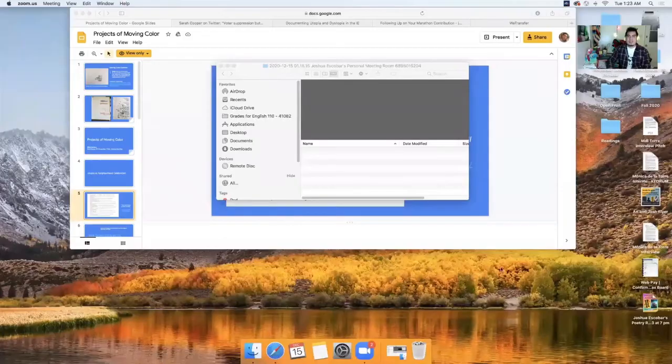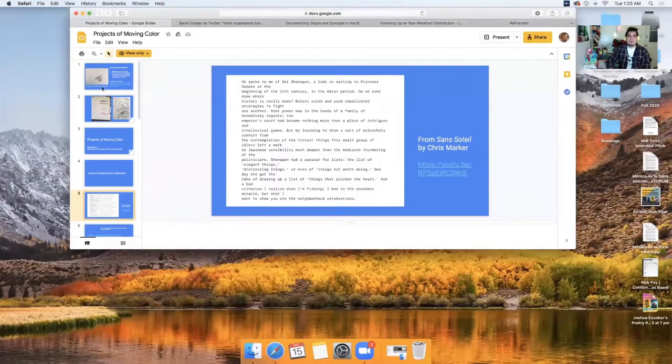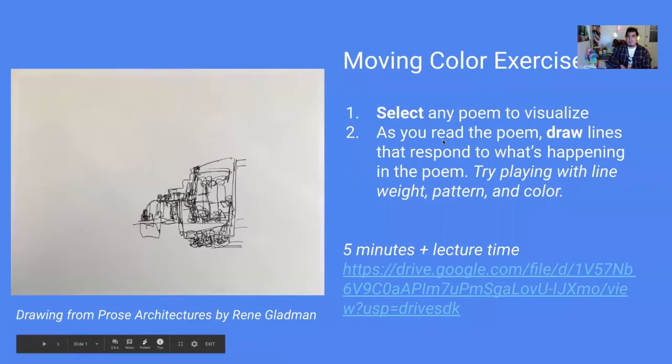All right, so the first exercise, you'll want some pen and paper, of course, or colored pencils if you have them. What I would like you to do is to visualize a poem. So pick a poem, any poem. As you read, I'd like you to draw as you read, or in response to your reading, or even as a way of listening. And you can play with line weight, pattern, and color, and just draw as you read.